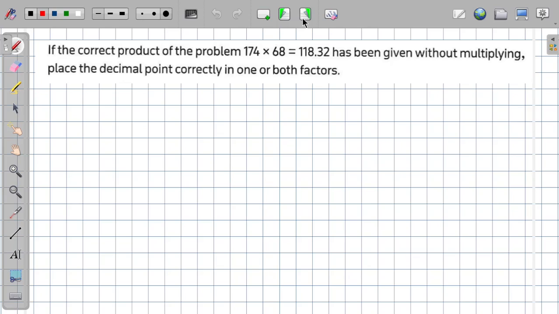Here, he said, if the correct product of the problem 174 by 68 equals 118.32 has been given without multiplying, then place the decimal point correctly in one or both factors. Let's try to put the decimal points in these two numbers to make this operation correct. So I have 174 by 68 equals 118.32.